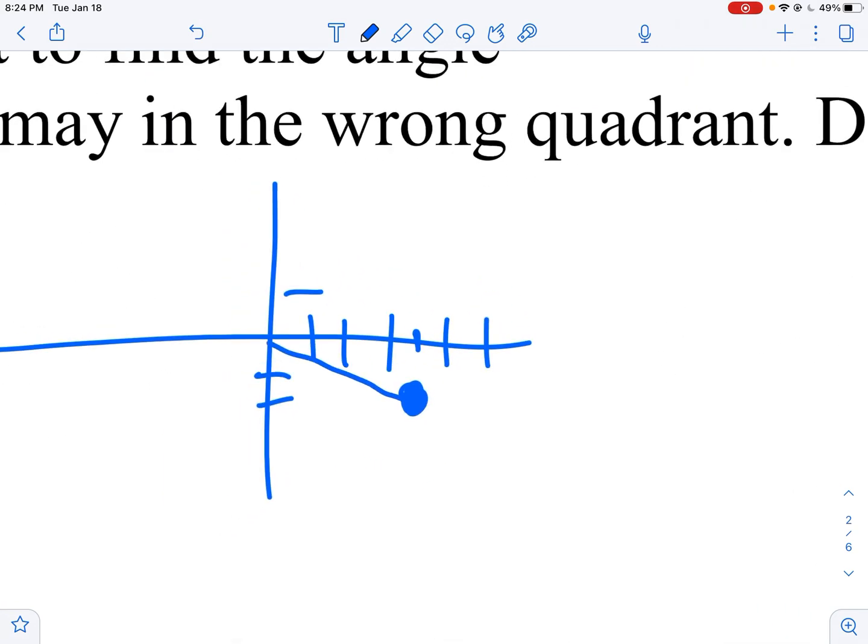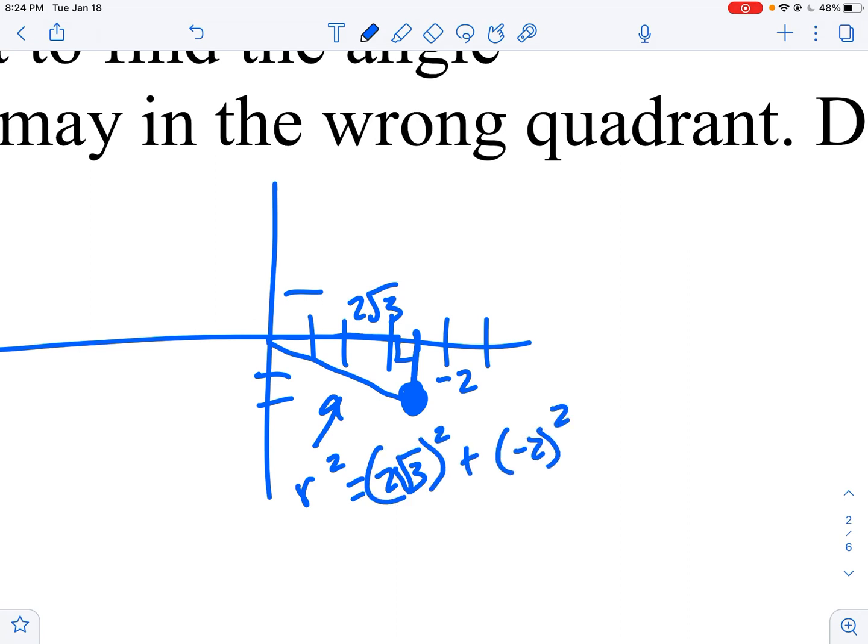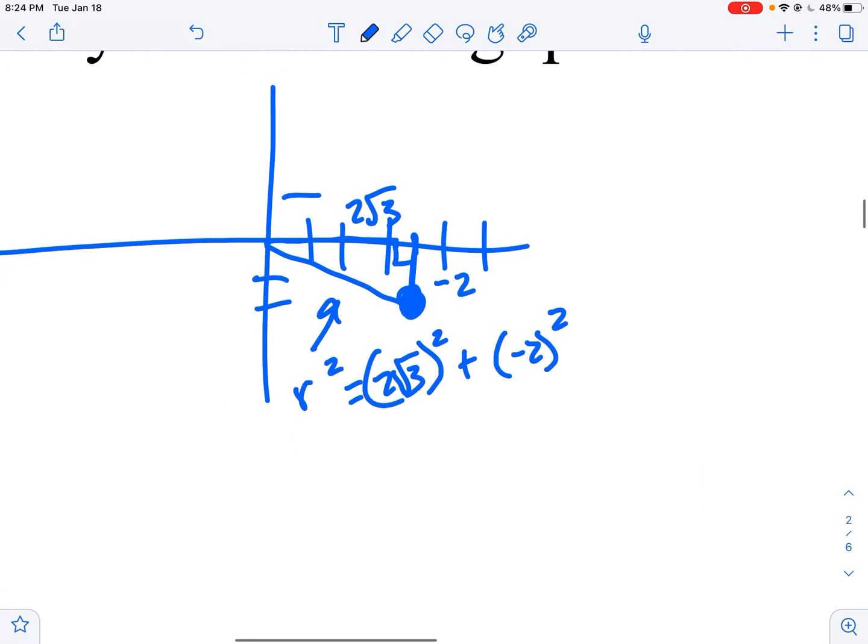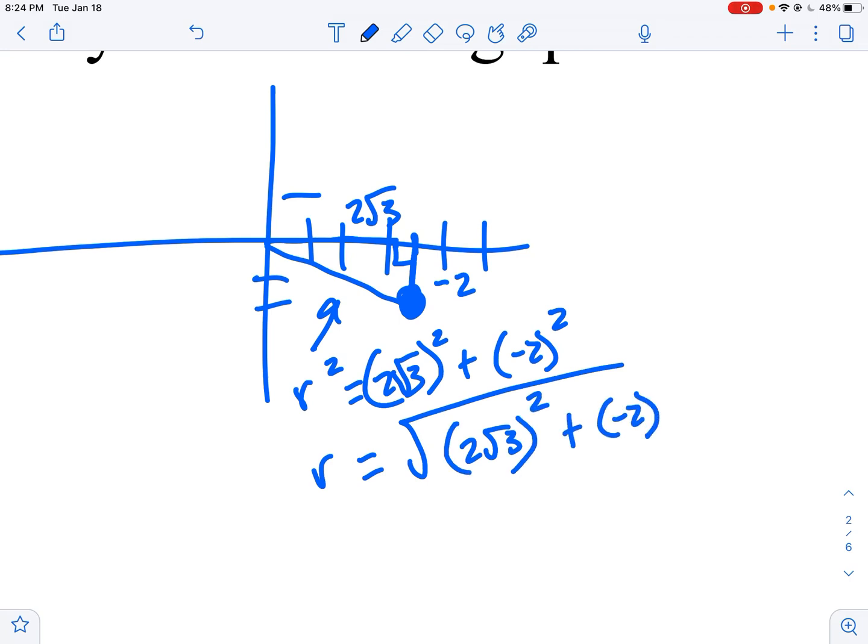You should imagine you got a lovely little right triangle here. This is 2 root 3. This is -2. And then you can find your radius, just Pythagorean theorem. So we're going to call radius squared is 2 root 3 squared plus -2 squared, right? A squared plus b squared equals c squared, that kind of stuff. So the radius is going to be the square root of 2 root 3 squared plus -2 squared, and you'll get an answer from there.